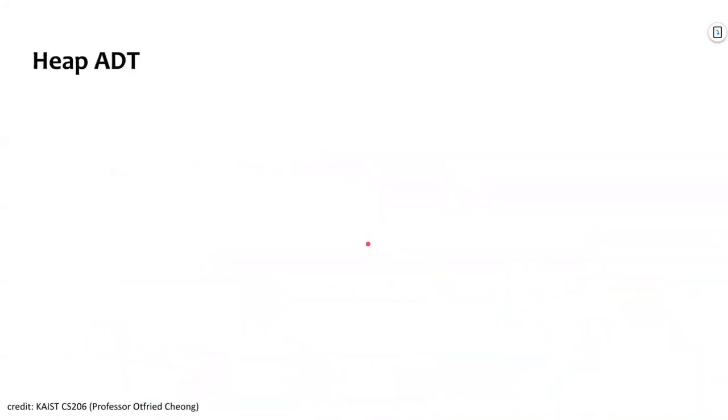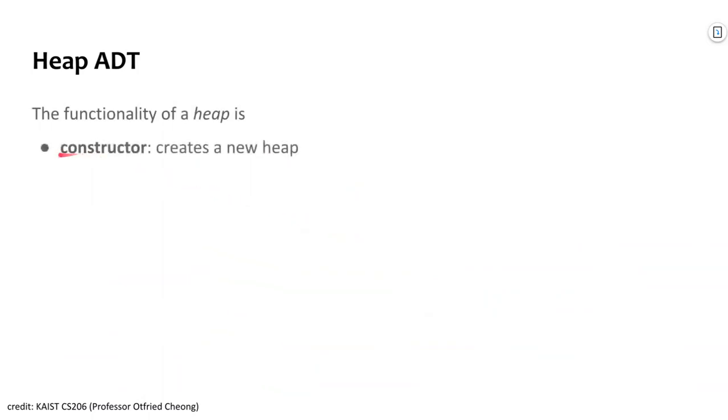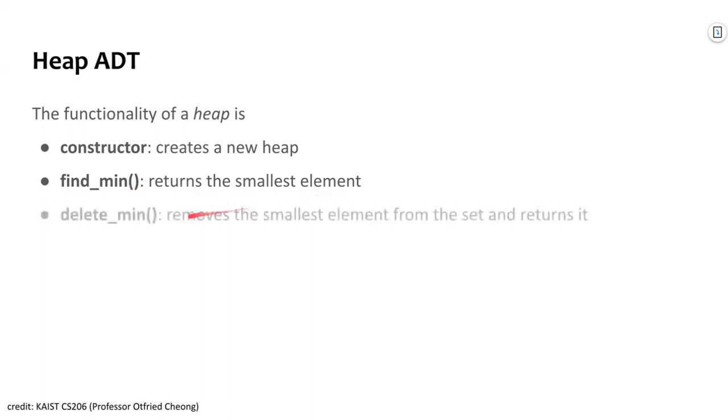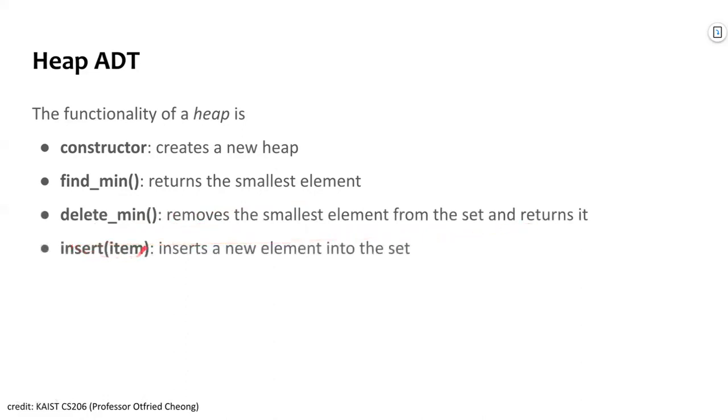And we need to define heap ADT before we start to implement heap. The functionality of a heap is, of course, we need to be able to construct or create a new heap. And this is very important, the subject of today's class. We want to make find min operation, which returns the smallest element, and delete min, which removes the smallest element from the set and returns it. And insert item inserts a new element into the set.